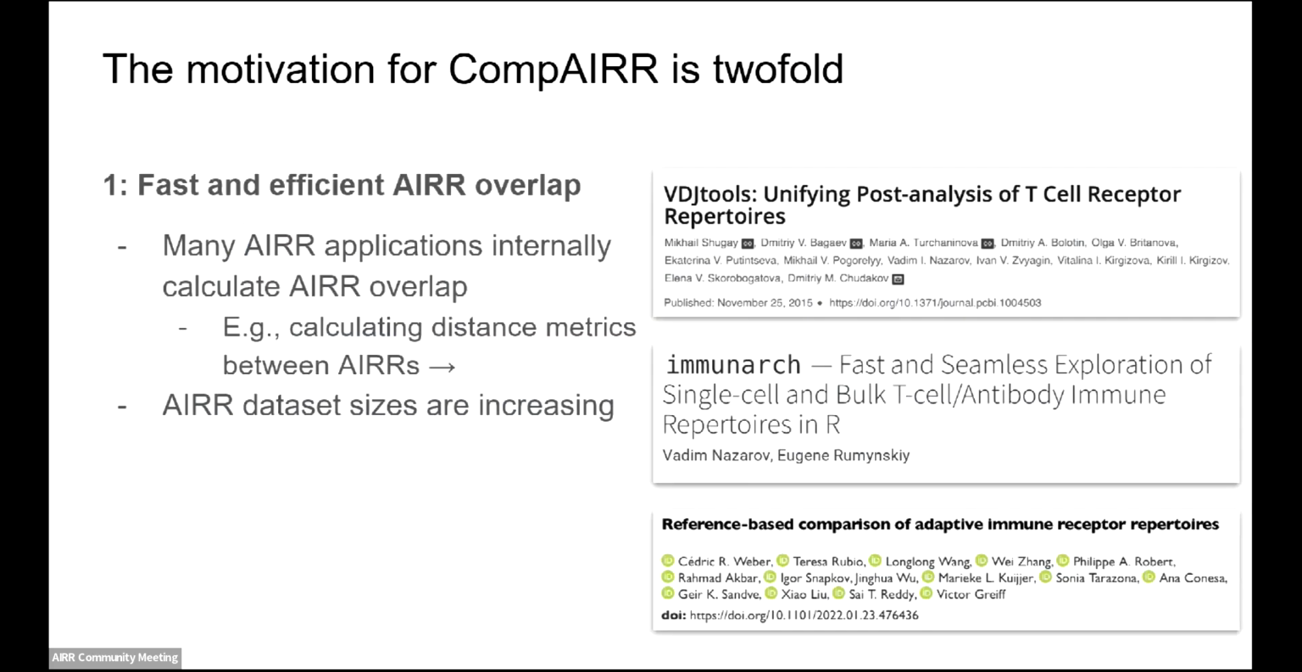There are two main motivators for us developing CompAIRR. First of all, we wanted to have a fast and efficient algorithm for immune repertoire overlap, because there are many AIRR applications that internally need to calculate AIRR overlap, such as when we want to calculate distance metrics between immune repertoires, which can, for example, be done by the tools shown on screen: VDJtools, immuneARC, and immuneRef. But as our sequencing technologies improve, we're sequencing larger and larger data sets.